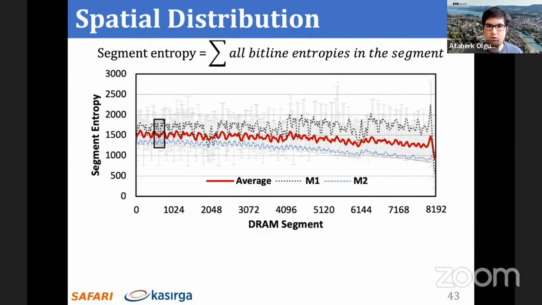There are 3 curves on this figure. The red curve shows the average segment entropy across all 17 modules. The error bars show the range of the segment entropy across all modules. The dashed blue curve and the dotted black curve display the segment entropy for 2 modules we selected. Each module represents a main entropy variation trend that we observe across all modules.